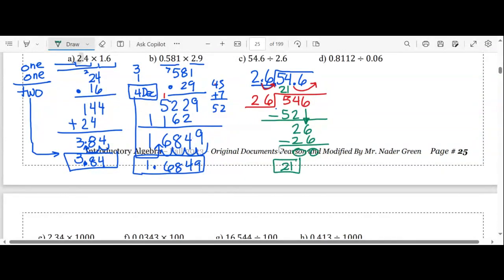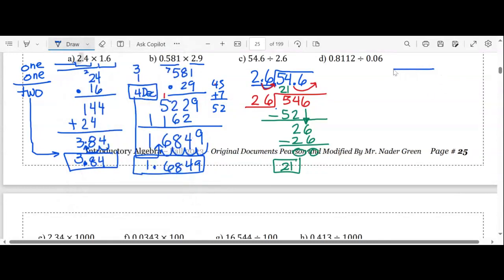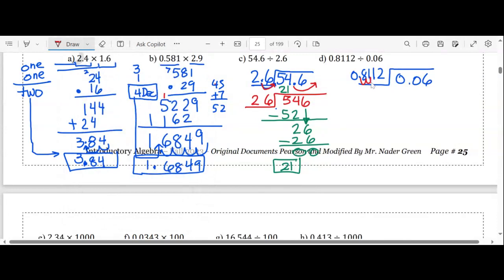Any questions? Copy? Now the same thing here. You do this same thing here. I'll leave it to you so you can do it. So here I have 0.8112 divided by 0.06. How many decimal places do I have to move? 1, 2, 3, 4. So here I moved how many? 1, 2, 3, 4. So how many zeros do you have to add? 2. So you are dividing 600 divided by what?